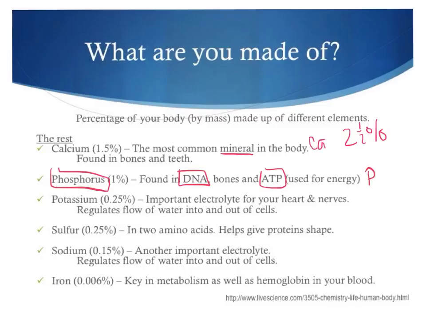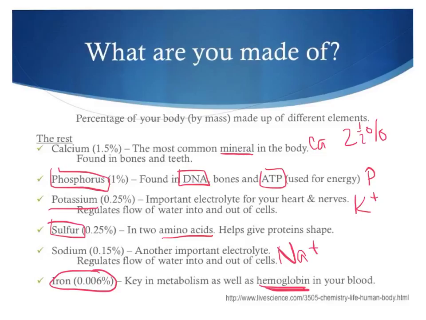Notice phosphorus is a P, but potassium is a K. If you remember from the periodic table, both potassium and sodium are in group 1, and they're both important electrolytes that regulate flow of water into and out of cells. Sulfur is real important because it's in some amino acids and helps give protein shape. And lastly, iron is really key, especially in humans, because it's in hemoglobin, which allows our blood to carry oxygen.